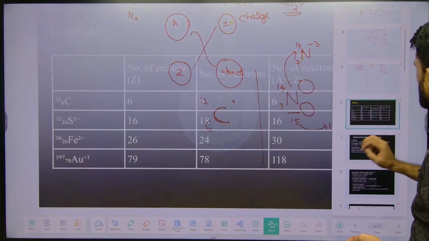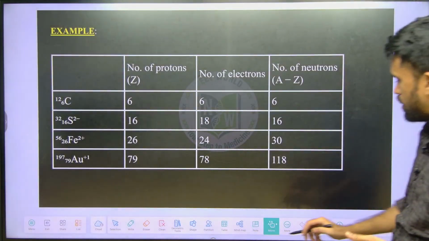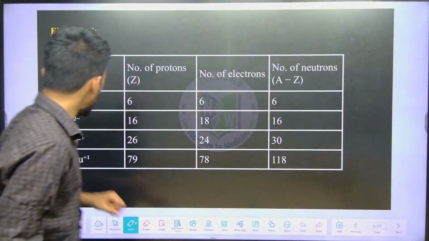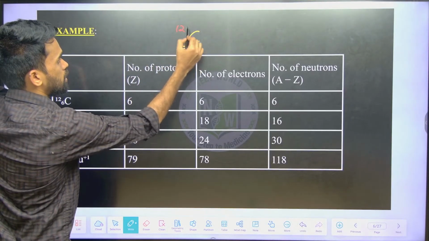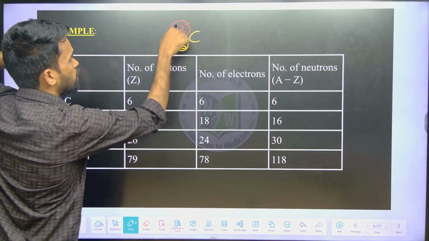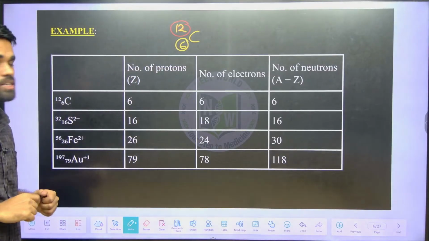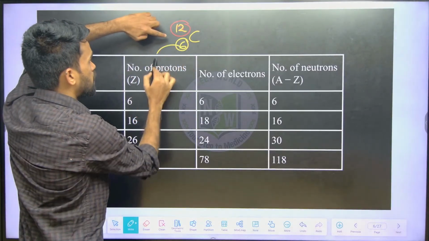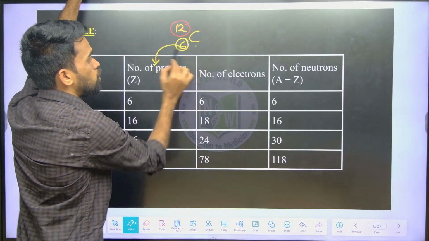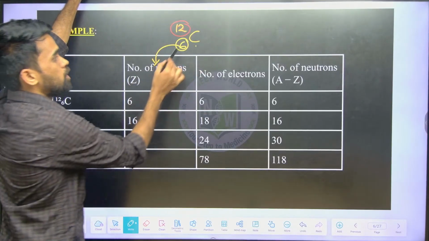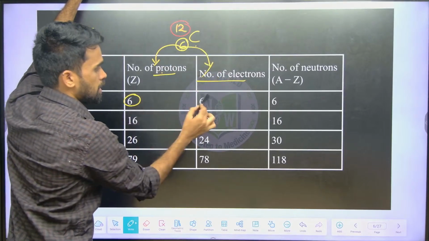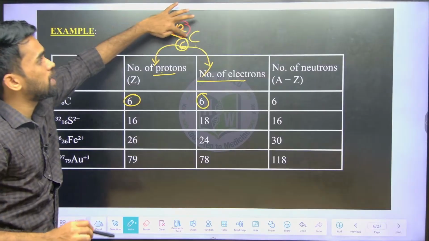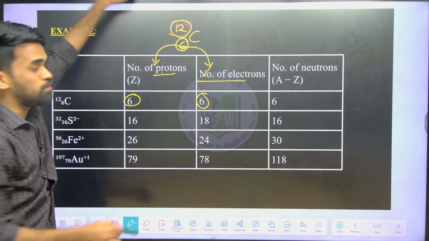So now there are some examples to be understood here. Whenever you are writing an element like this, C, 6, 12, what does this 6 indicate and what does 12 indicate? Let us understand that story. 6 indicates the number of protons, that is nothing but its atomic number. Atomic number and number of electrons should be the same, 6 and 6. Then next, this 12 indicates the mass number, as I told you.